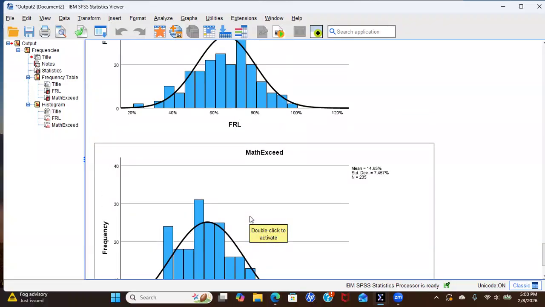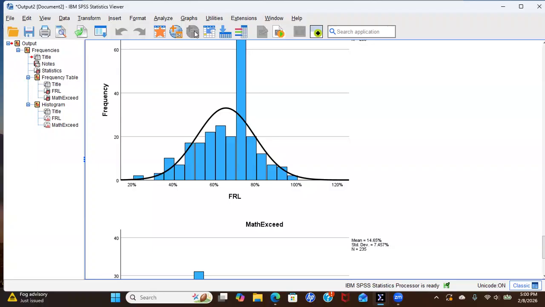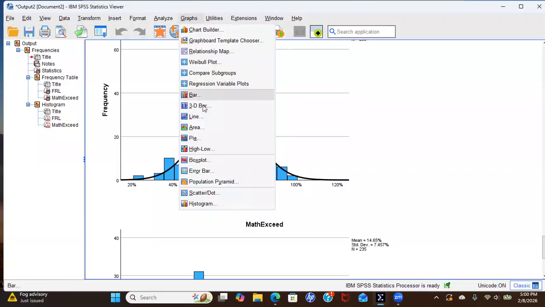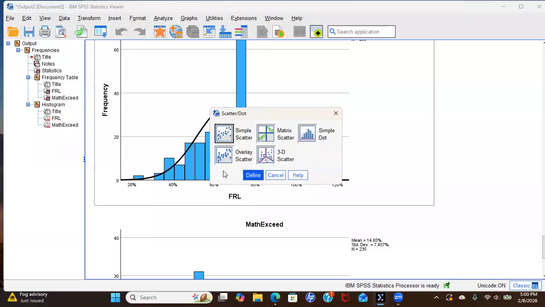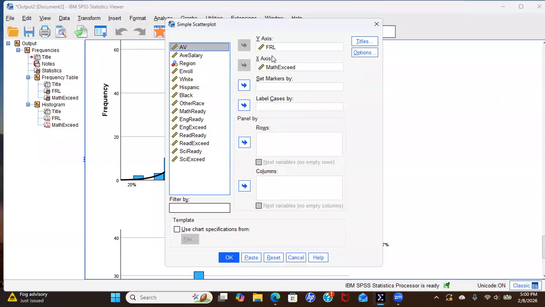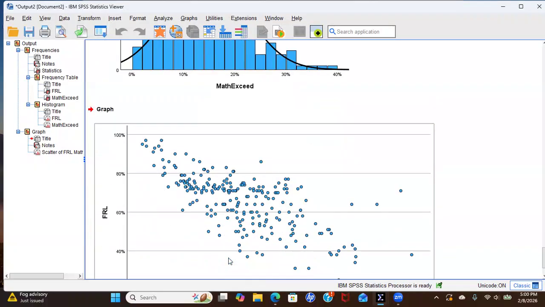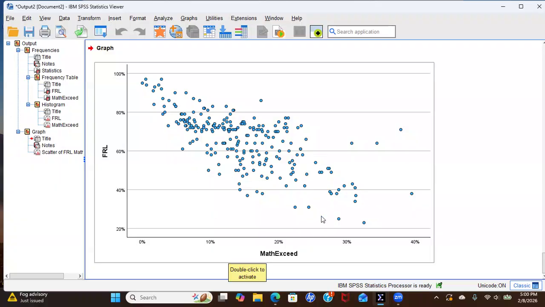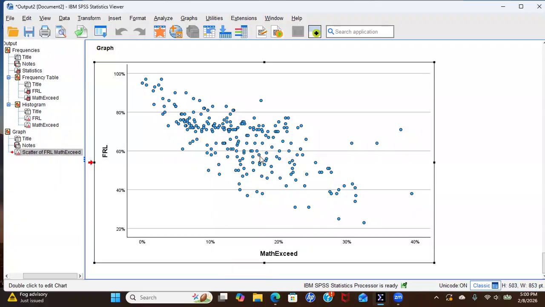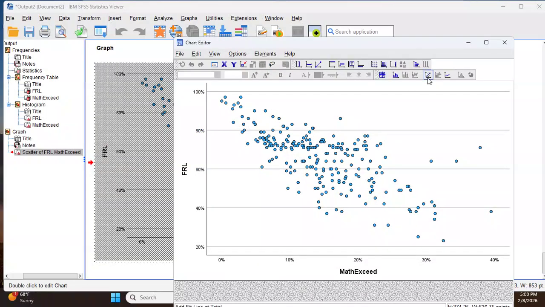So next, I'm going to check for linearity. So I'm going to go to graphs. And I would like a scatter plot, a simple scatter. And I'm going to define it using my variables of free and reduced lunch and students that exceeded in math. I'm going to hit OK. And a scatter plot is here. I would like to show a line of linearity, so I'm going to double click and I'm going to select my line here.